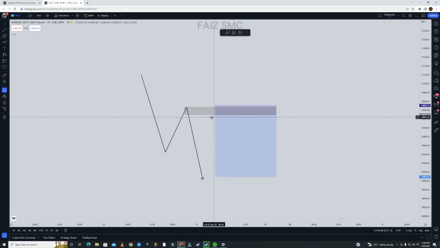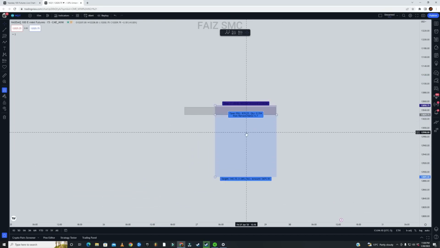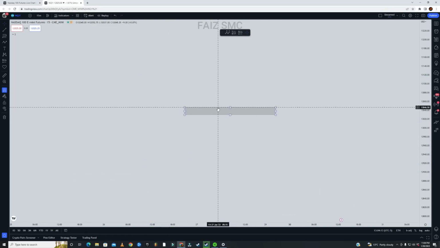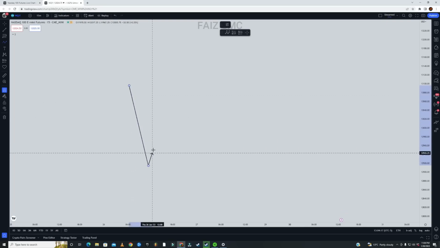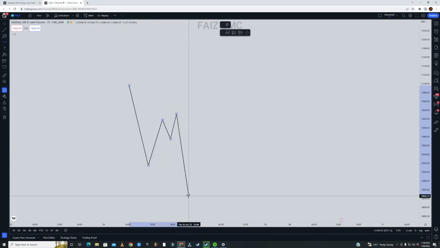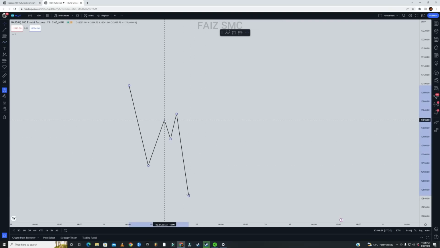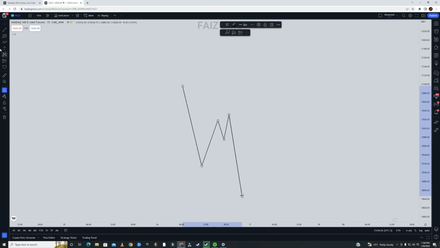Now how do you identify a valid order block in this scenario? Okay, so let me remove this, and let me remove this as well. So a valid order block would be something like this. Kaboom. Now you have your order block here, right? Let me mark this out and I'll explain in a bit why. So this right here is a valid order block and price is going to react off this level.